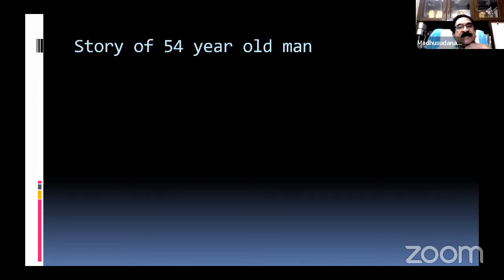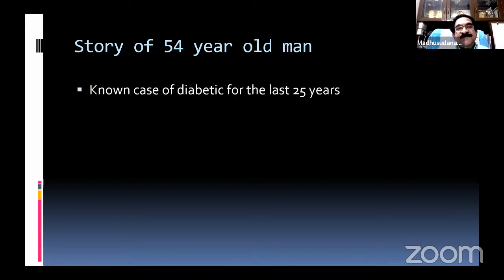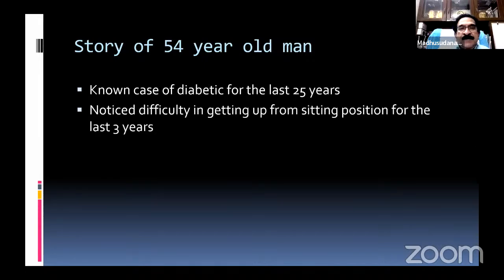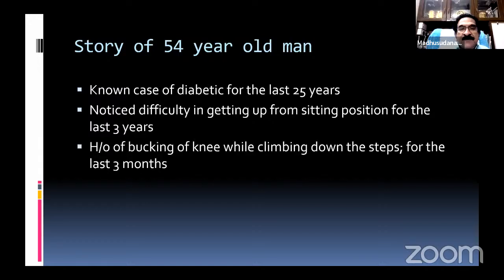Okay, this is another good case. He is a 55-year-old man, a known case of diabetes for the last 25 years. He noticed difficulty in getting up from the sitting position for the last 3 years. There is a history of buckling of the knee while climbing down the steps for the last 3 months. Low backache for the last 3 years. No root pain, no sensory complaint.